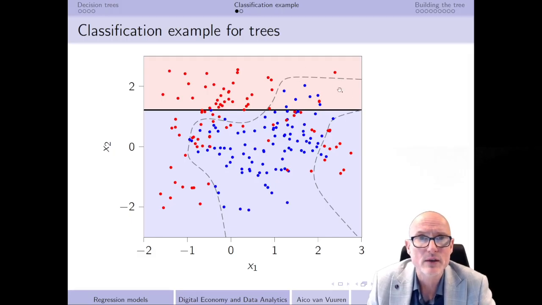Actually, this area should have been blue, but we predicted it to be red. So that implies that in this particular situation, we're not doing such a great job with respect to our predictions. However, what we could do is, of course, extend this tree.